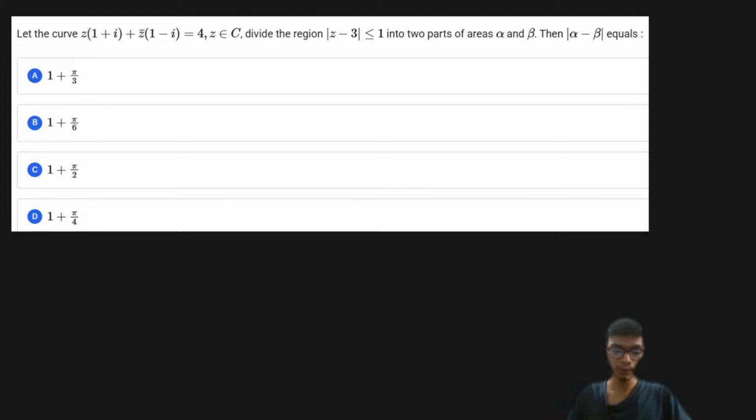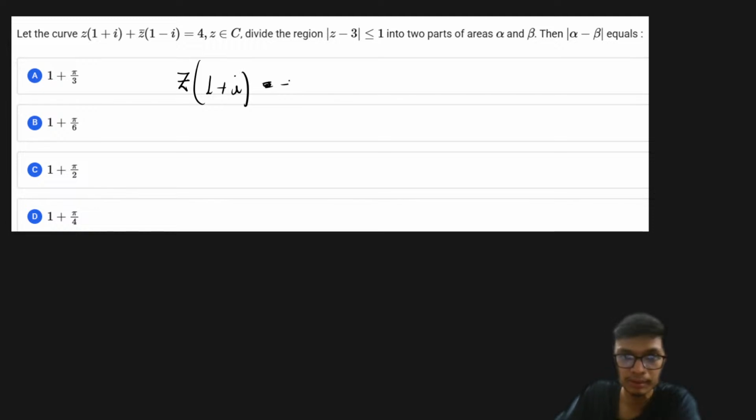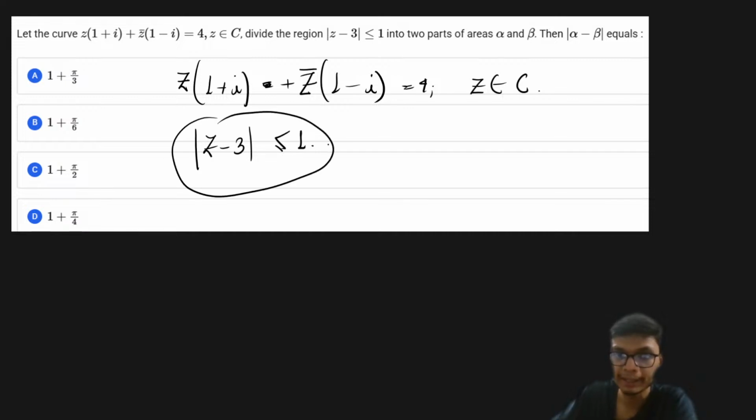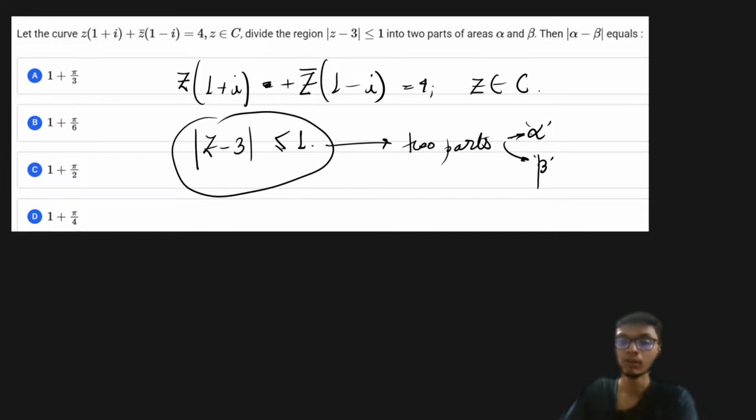To the next problem. So the next problem is again a very interesting problem. It is said that there is a curve z into 1 plus iota plus z bar into 1 minus iota equals 4, and z belongs to the complex numbers. And it is said that the region mod of z minus 3 is less than or equal to 1. Now this curve divides this region into two parts, right? One of the parts has area alpha and the other has area beta. Then we have to find the value of alpha minus beta.